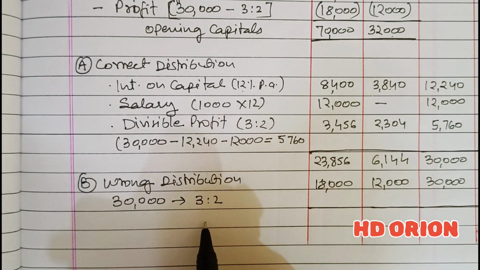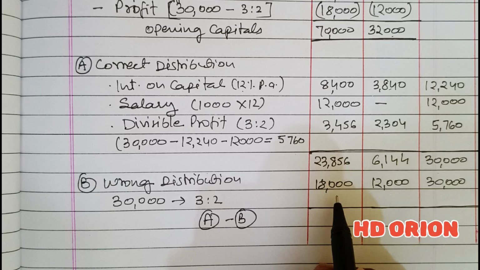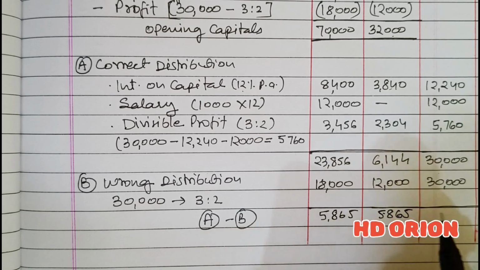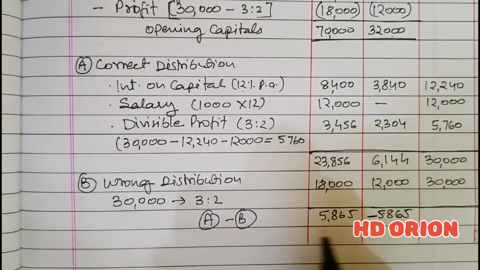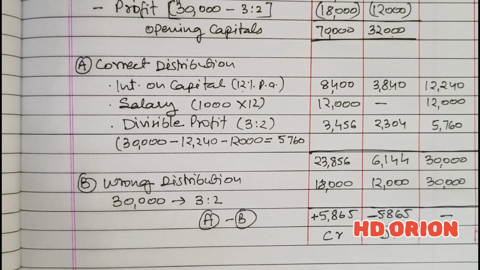So now when we compare A minus B, the actual amount supposed to be received minus the amount already received as per wrong distribution, we get the difference in amount, rupees 5,865. But here for Bina it is a negative amount, but for the partner Pia it is a positive amount. Positive amount means we have to credit the capital account, and negative amount means we have to debit the capital account. So this way we can calculate the amount, and we can also know which account is to be debited and whose account is to be credited.